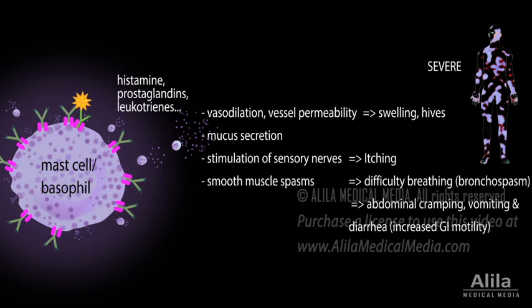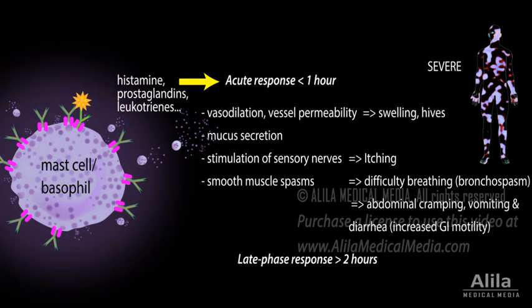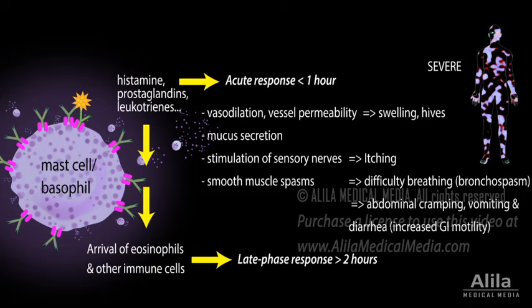When released systemically, these chemicals can cause extensive vasodilation and smooth muscle spasms, which may lead to anaphylaxis, a life-threatening condition in which blood pressure drops and airways narrow to a dangerous level. The reactions are immediate, within minutes of contact with the allergen. There is also a late-phase response due to subsequent tissue infiltration with eosinophils and other inflammatory cells.